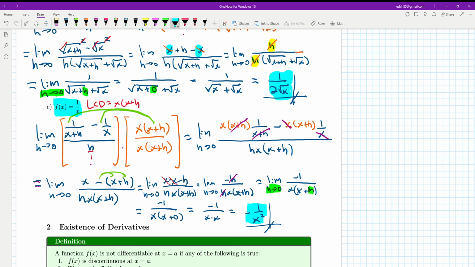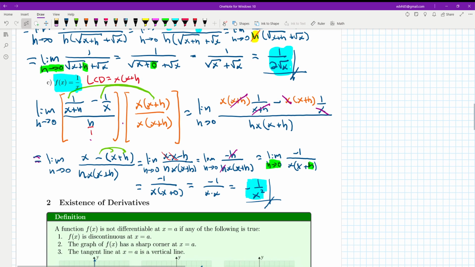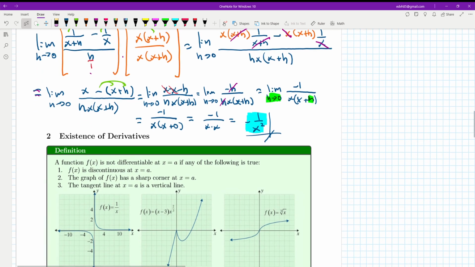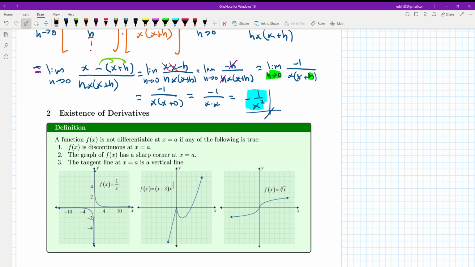Before I finish this first part of the section, I would like to finish this video talking about existence of derivatives. Geometrically speaking, let's take back that geometric concept, which is the slope of the line that is tangent at a given point. However, there are some situations in which the derivative does not exist. Rather, the derivative is undefined.